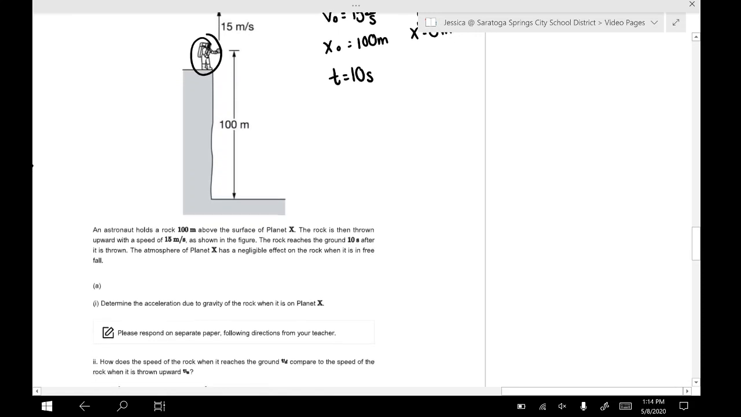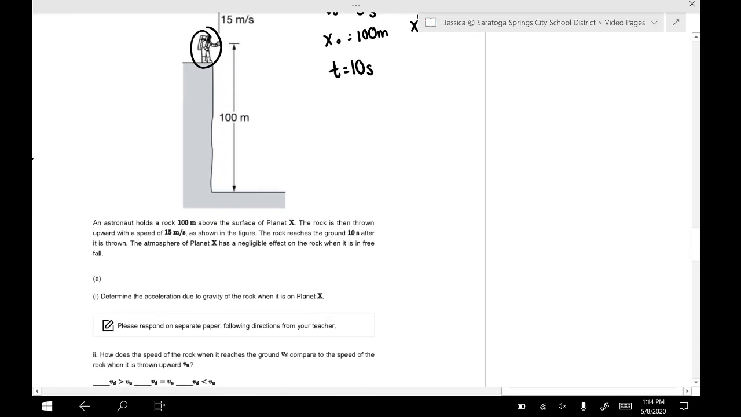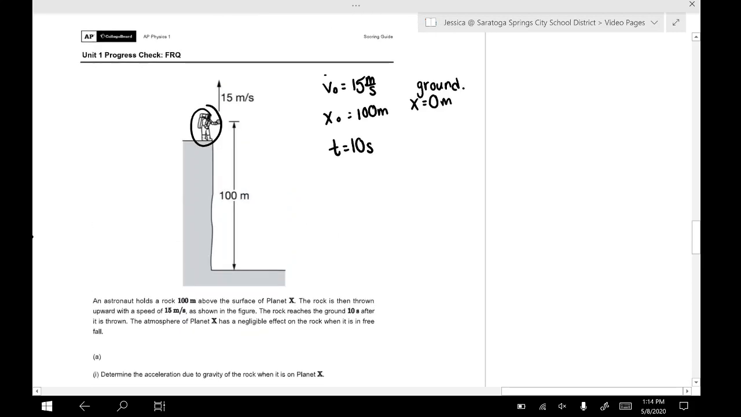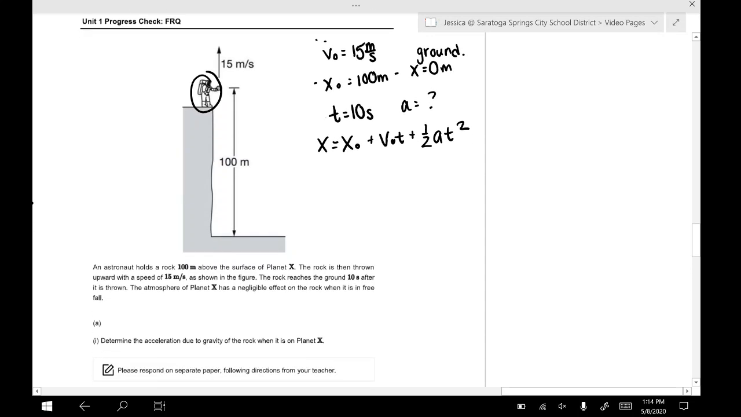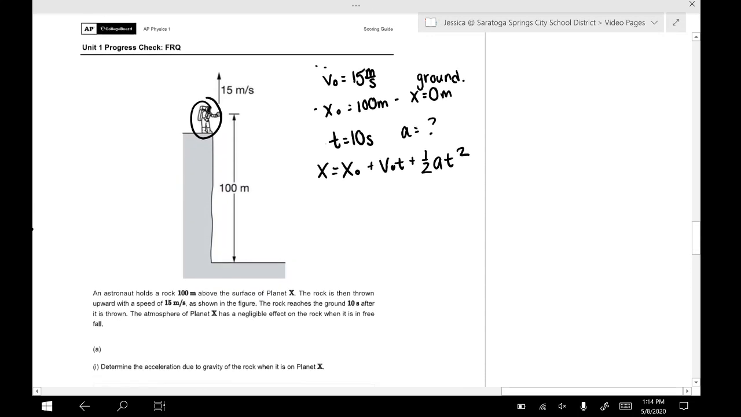All right, so we are asked to determine the acceleration due to gravity of the rock when it's on planet X. So I have an initial position, a final position, initial velocity, time, and I need acceleration. So I'm going to use the position versus time equation, x equals x0 plus v0t plus 1/2 at squared. Again, this is for question number A1.